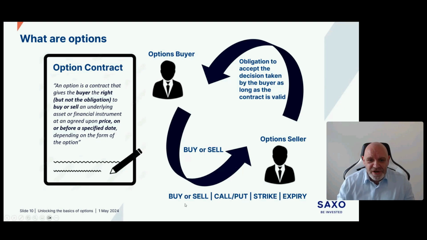And what we see here, we have buy or sell options. In this webinar, we'll just talk about buying, not selling, with a small exception a bit later on. And we buy a call or a put at a certain price, which is called the strike price, before or on a specified date, in this case, the expiry.